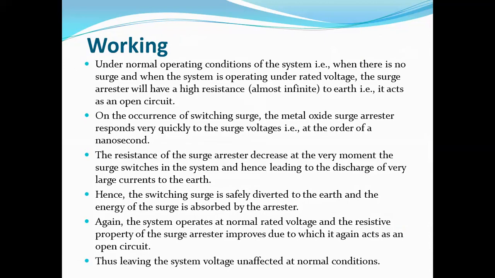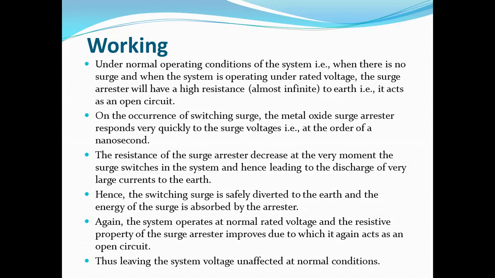Then we have seen the working also. The working is the same as our normal surge arrester. Under normal working conditions, the resistance between the two electrodes will be high, so that current will not reach the earth, meaning it acts as an open circuit. And when any over voltage occurs, the surge arrester will act immediately, and the current will flow towards the earth, right?